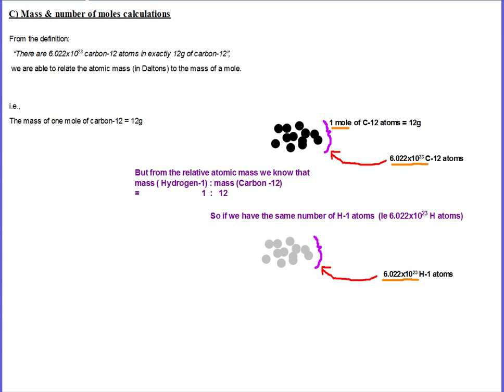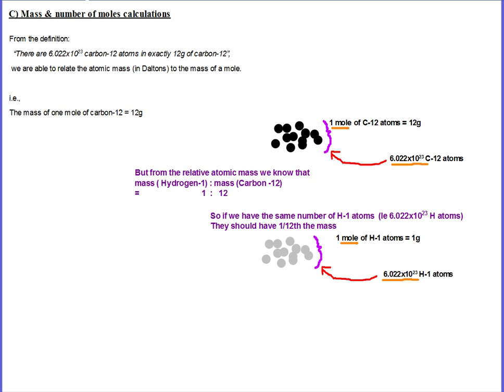And that means if we've got 6.022 by 10 to the 23 hydrogen atoms, which we know is 1 mole of hydrogen atoms, if we've got exactly the same number of atoms, they should have 1/12 the mass, because each of these atoms is, relatively speaking, 1/12 the mass of a carbon-12 atom. And therefore 1 mole of hydrogen 1 atoms must weigh 1 gram, which is 1/12 of the 12 grams the carbon-12 weighs. But now we know the mass of 1 mole of hydrogen 1 atoms, that makes it very easy to look at the other relative masses on the periodic table, because compared to 1, everything's easy to figure out.